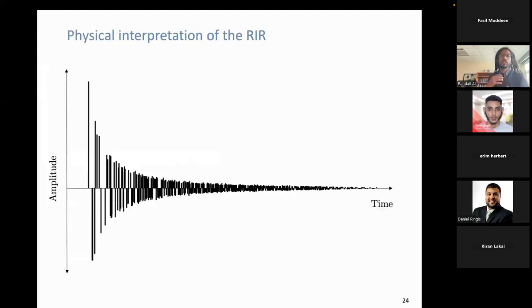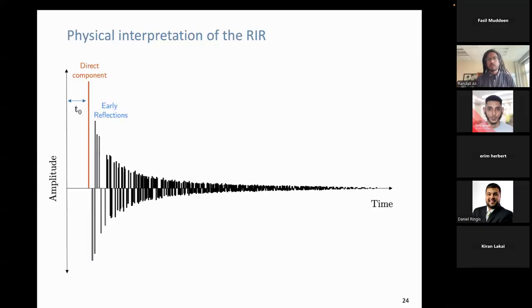We need to have some interpretation of what a room impulse response means. That first initial peak that we see occurs at some time delay t0, and that's the time it takes for the sound to arrive at the receiver directly from the source. That's a straight line of sight from the source directly to the receiver, and that's what we call the direct component. That usually has the largest amplitude.